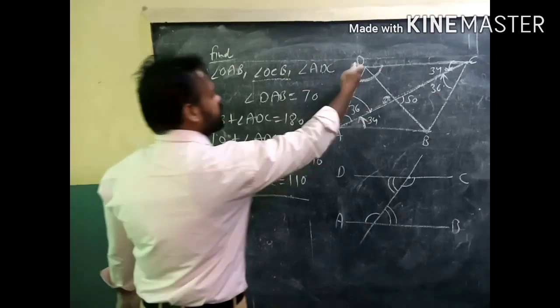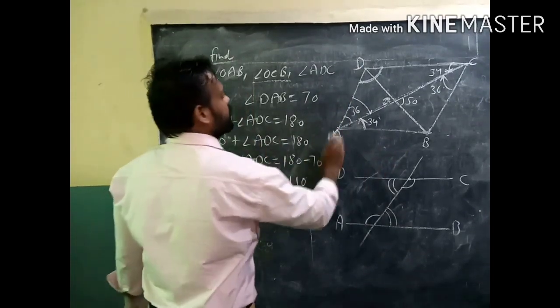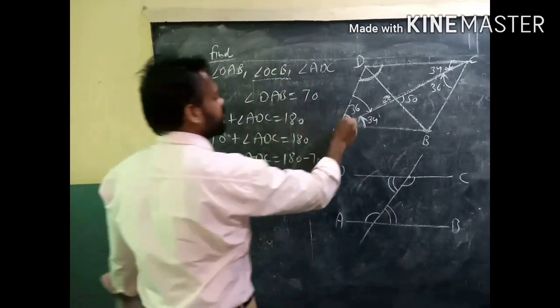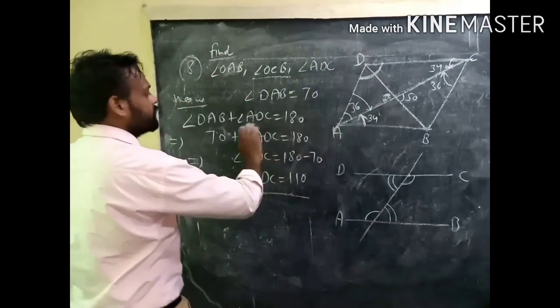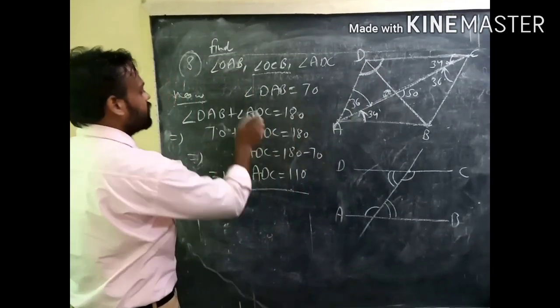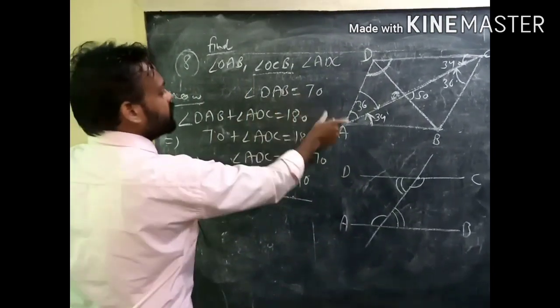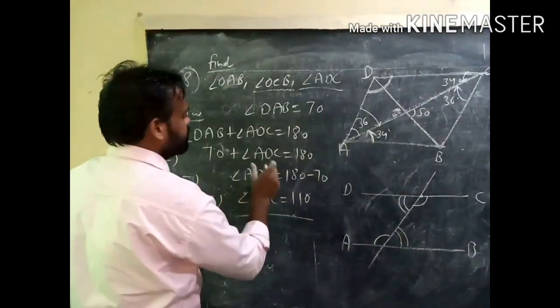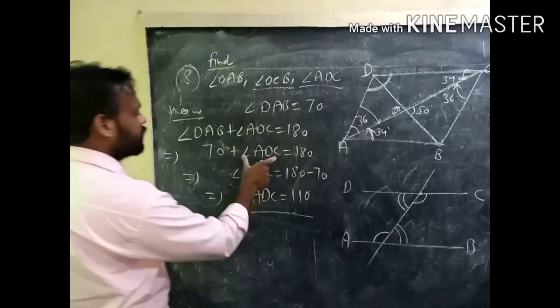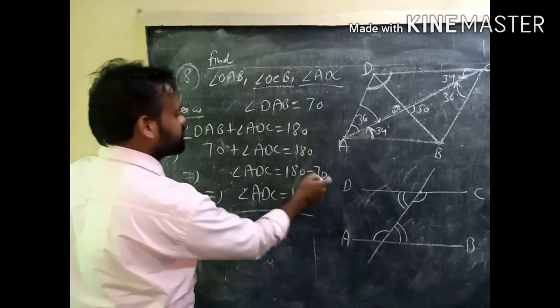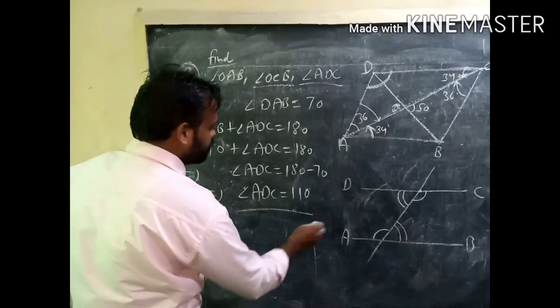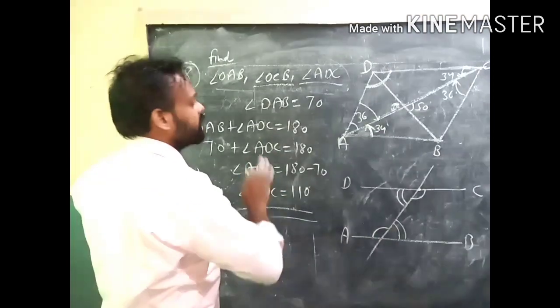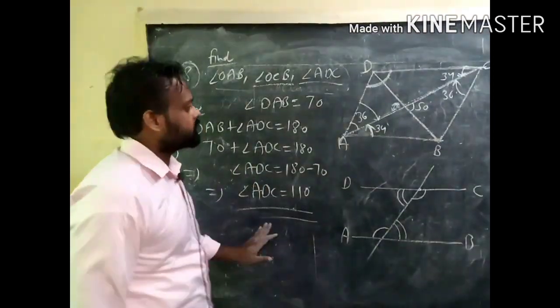So angle DAB plus angle ADC, meaning angle A and angle D, the sum of these two angles is equal to 180. Now DAB is 70 degrees, and this value we have to find out, angle ADC, remains as it is, equal to 180. Now angle ADC is equal to 180 minus 70, so angle ADC is equal to 110. This way we can find out the values. I hope this is clear to you.